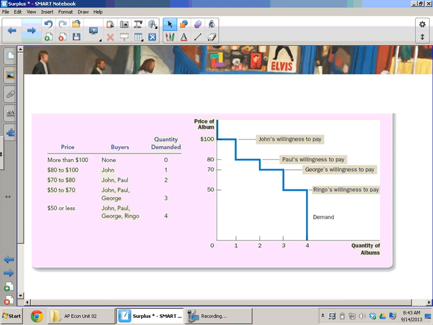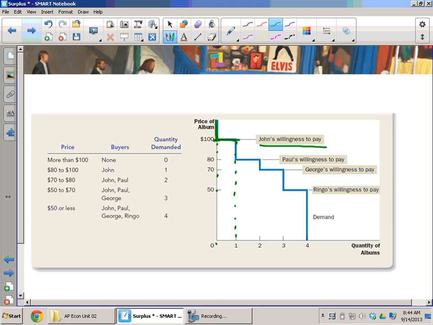Now, this graph looks different than most demand graphs that we've seen before because it's really, really specific, right? So at over $100, how many people are willing to pay? So I'm going to use green just so you can see where I'm at. At $100, when the price is over 100, what is the quantity? Well, as we trace our way down, obviously that's 0. Okay, so if the price of the CD were exactly $100, we see that John is willing to pay that much, so John would buy 1.